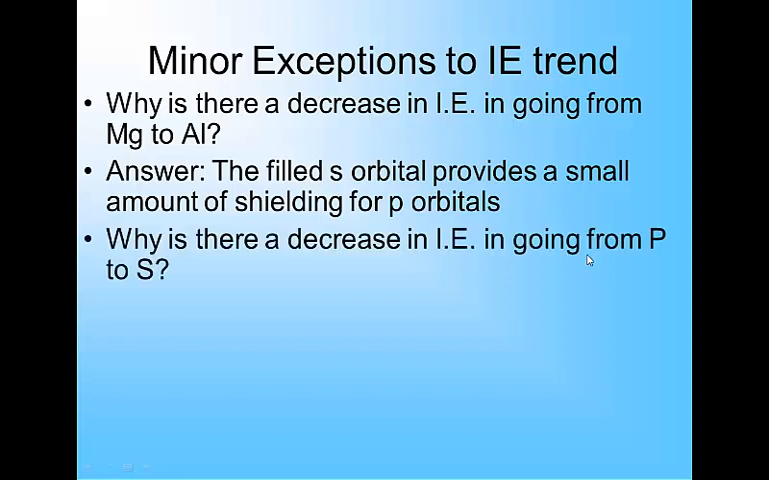There's a decrease in ionization energy going from phosphorus to sulfur, and this is actually the entire family number 5 to the entire family number 6. It's not limited just to phosphorus and sulfur. So you get a small decrease in ionization energy, in other words, a small increase in atomic radius, because remember, ionization energy is opposite to atomic radius. So you get this small anomaly going on between family number 5 and family number 6, where the atomic radius actually increases and the ionization energy actually decreases slightly.